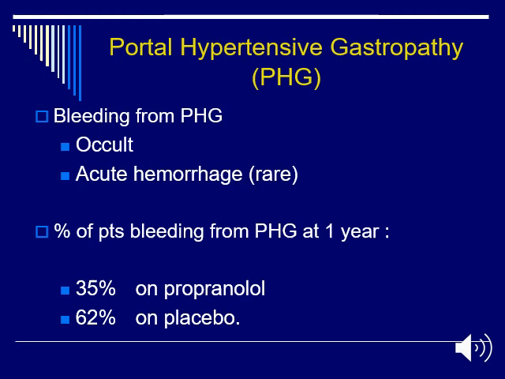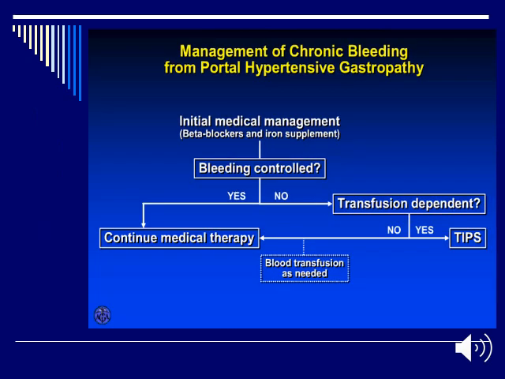Portal hypertensive gastropathy, as we said, usually causes bleeding. Acute bleeding is very rare, and you could put the patient on beta blockers, as you can see. And if the patient is transfusion dependent and beta blockers are not effective, you can go for TIPS.